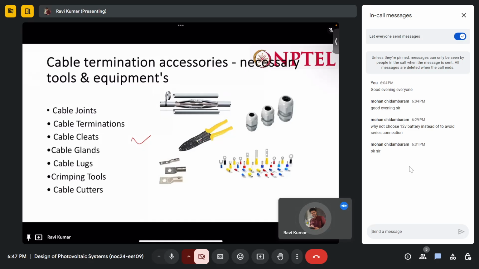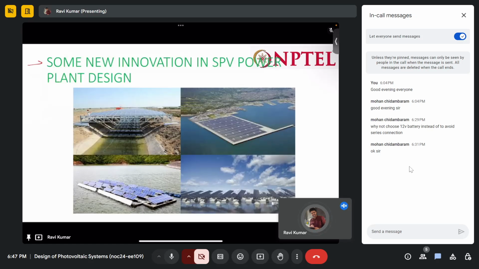Okay, so nowadays, what is going on? There are some new innovations in the field of solar PV power plants. You can see we have PV power plants on a canal. We are utilizing this space, and also the water going below these PV power plants gives a cooling effect to these PV systems, and this cooling effect maintains the efficiency of the PV modules. Similarly, we have PV modules on water.